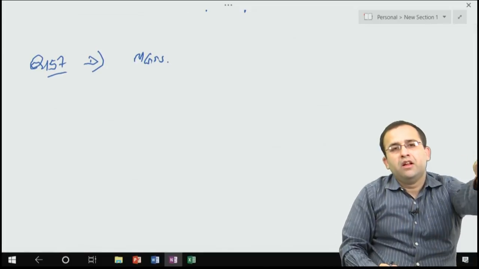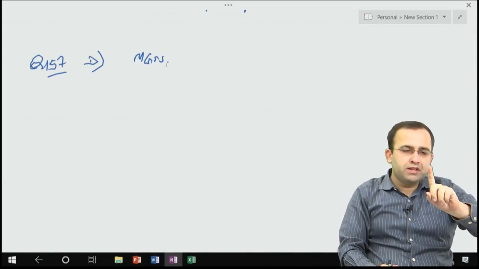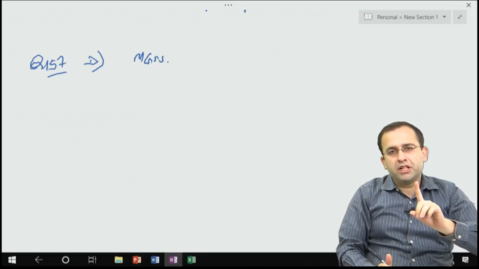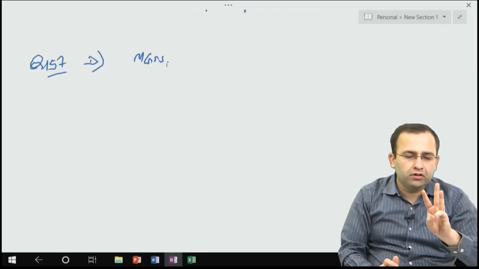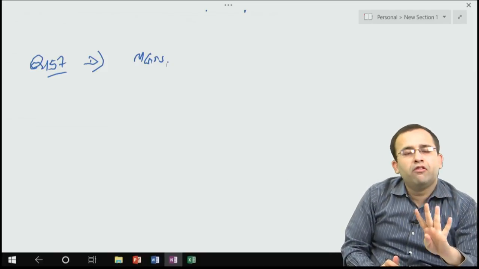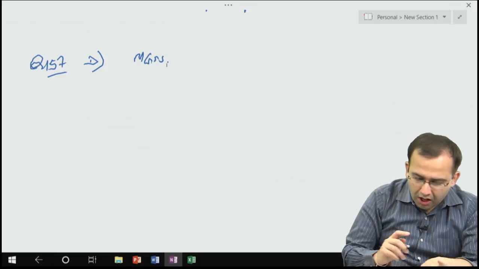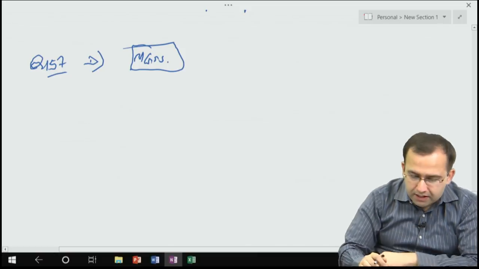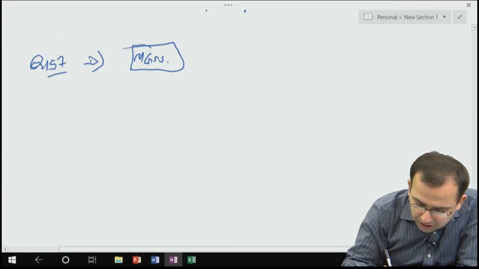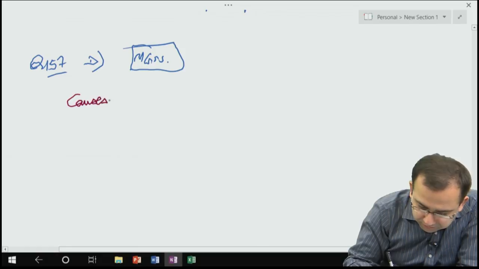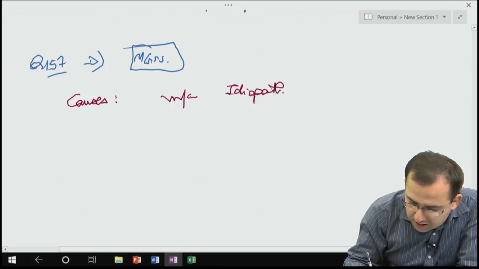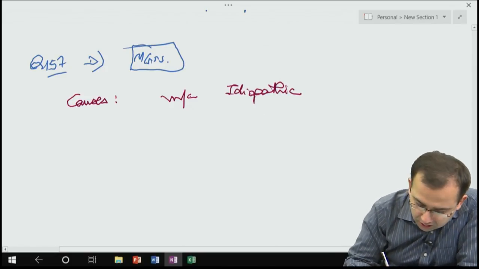See, it is easy. There are four main primary nephrotic syndromes: MCD, MGN, MPGN, FSGS. Minimal change disease, membranous glomerulonephritis, membranoproliferative glomerulonephritis, focal segmental glomerulosclerosis. Out of these, MGN is the one most commonly associated with malignancies. So, let us have a look at causes of MGN. The most common cause of MGN is idiopathic. That is, the cause is unknown.